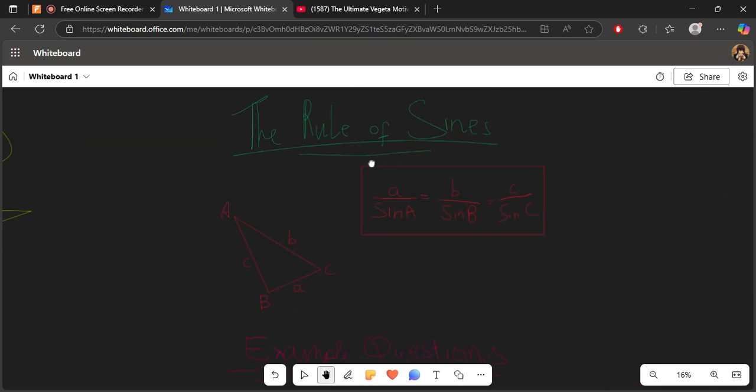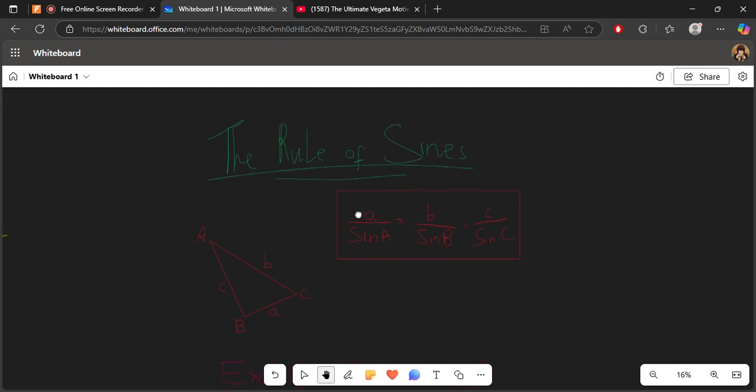So this is the rule of sines. The rule of sines states that the ratio of the sine of an angle to the side opposite it is constant. So A to the sine of angle A is equal to B to the sine of angle B, which is equal to C to the sine of angle C. That is the sine rule. I'm not going to explain where this rule comes from or how to derive it. You can do that in your own free time.